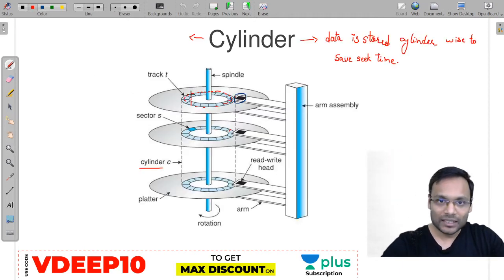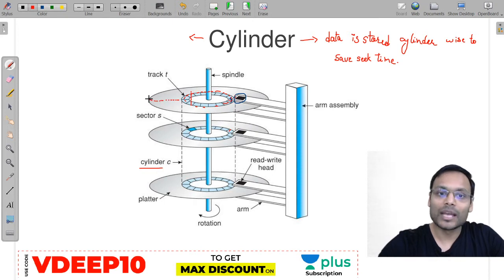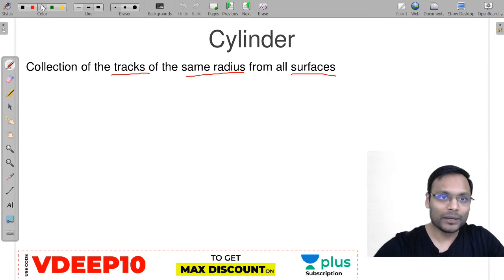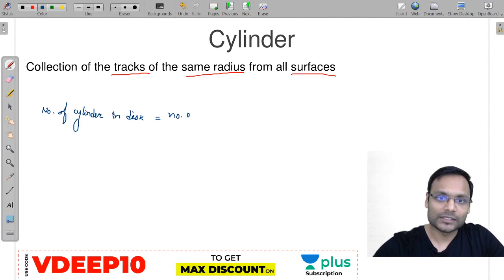So if I am asking, this is one cylinder, of course, right? How many total cylinders can we have in the entire disk, which is equal to how many tracks we have in the surface? I am writing a statement here: number of cylinders in the disk is equal to number of tracks per surface.